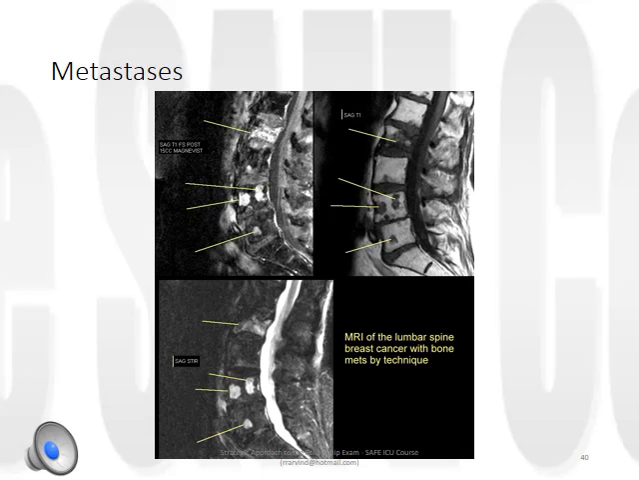MRI is useful for examining metastases in the spine. The image in the top right here is the T1 image, and you can see that the metastases are dark. That's abnormal marrow. On the left, you've got the STIR. Normal bone marrow is dark, and the abnormal bone marrow is light. The bottom image is the gadolinium contrast image, and you see that the metastases appear to be bright.